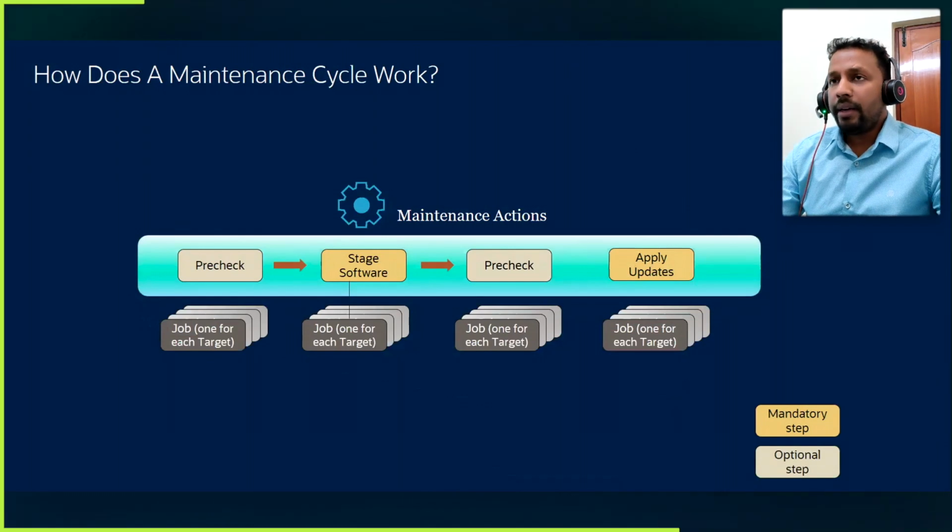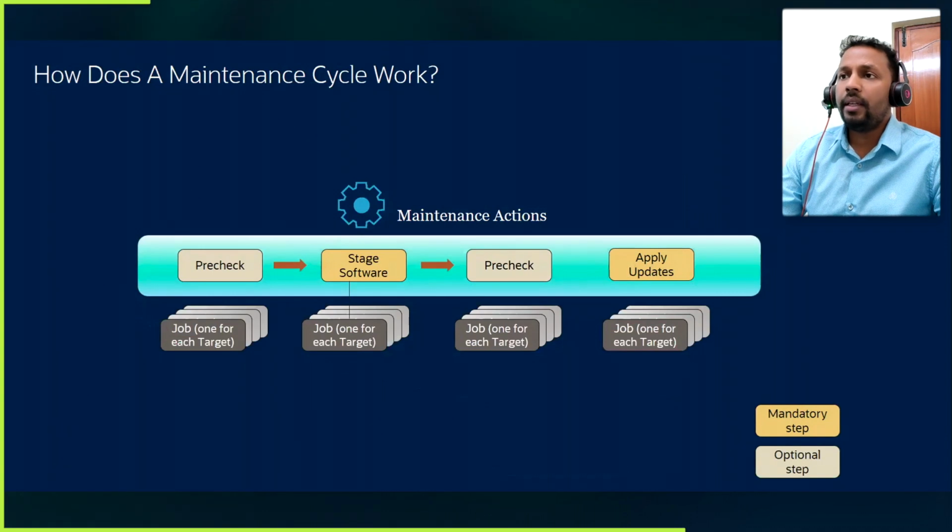Now, how does this maintenance cycle work? Basically, there are 4 stages. One is the pre-check before the stage, called the pre-check stage. And then staging the software, and then a pre-check before the apply, which is called pre-check apply, and then the apply. The pre-check is optional, but it is highly recommended. Once these 4 stages are done, we are done with the patching.